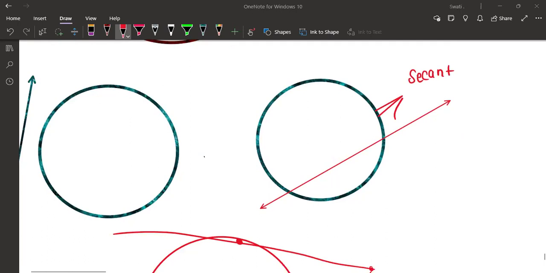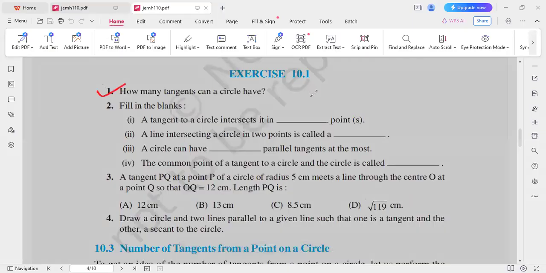Okay, so let's come to this. So, how many tangents can a circle have? Of course, infinitely many. A tangent to a circle intersects it in how many points? Of course, only 1 point. A line intersecting a circle in 2 points is called, of course, a secant. What is the answer for the third one? A circle can have dash parallel tangents at the most.